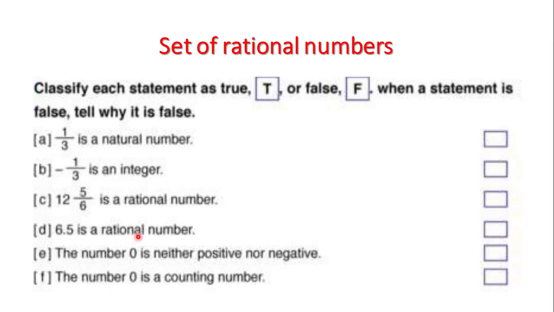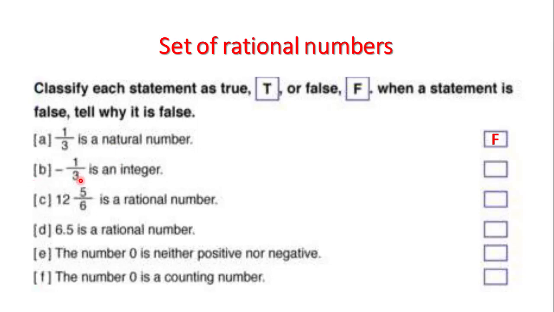Classify each statement as true or false. The first one, 1 over 3 is a natural number. Is that right? Of course not. Yes, 1 over 3 is a fraction. This is not a whole number, so this number is not a natural number, it's a rational number, so false.